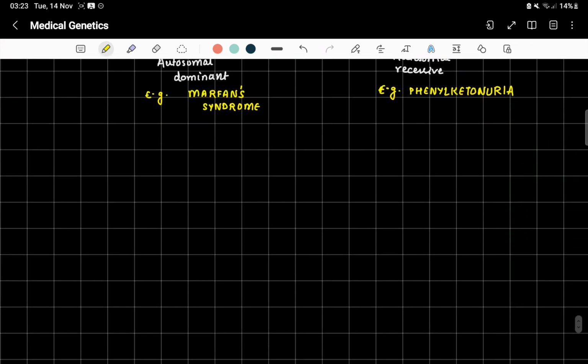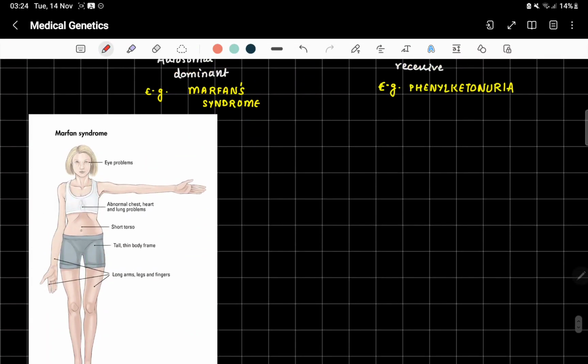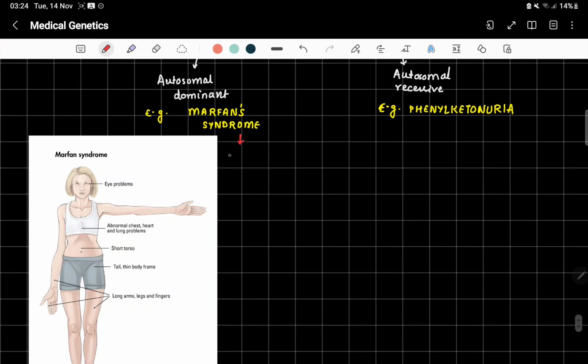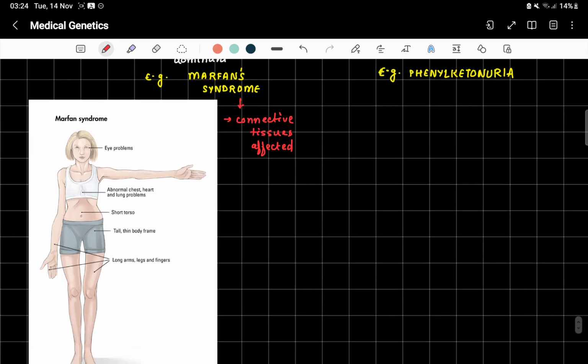Let's look at a patient. Here's the picture. This is Marfan syndrome. In Marfan syndrome, it is an inherited disorder which generally affects the connective tissues, and it is caused by autosomal dominant inheritance. One defective gene from either parent can cause it.